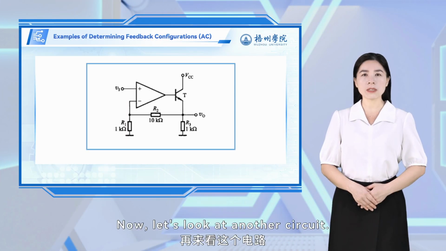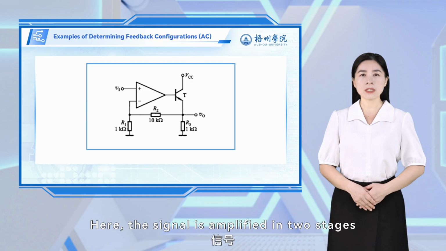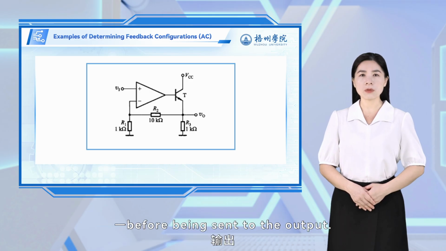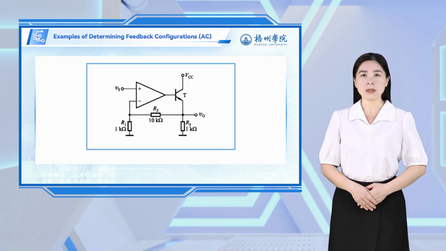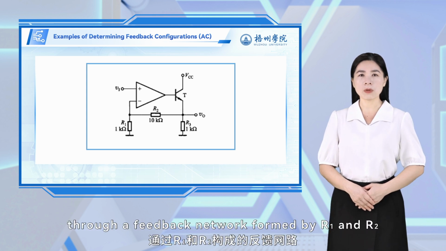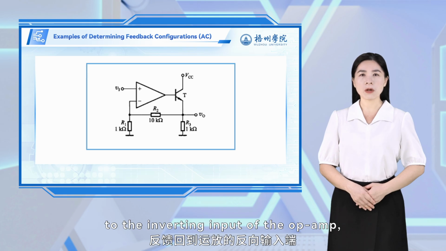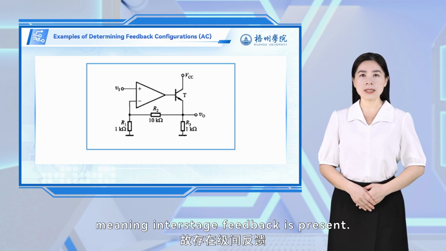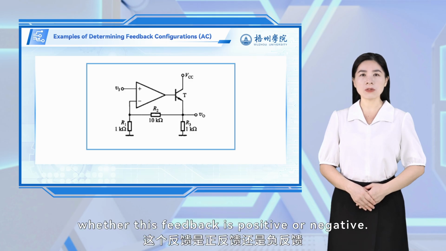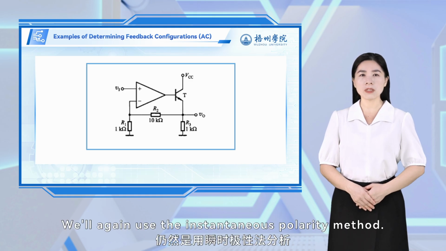Now, let's look at another circuit. Here, the signal is amplified in two stages, first by an op-amp, and then by a BJT, before being sent to the output. The output signal is fed back through a feedback network formed by R1 and R2 to the inverting input of the op-amp, meaning interstage feedback is present. First, we need to determine whether this feedback is positive or negative. We'll again use the instantaneous polarity method.